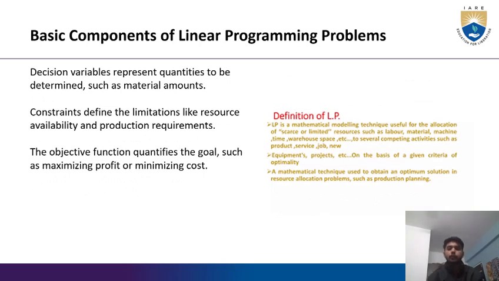Basic components of linear programming problems. Decision variables represent quantities to be determined, such as material amounts. Constraints define the limitations, like resource availability and product requirements. The objective function quantifies the goals, such as maximizing profit or minimizing cost.